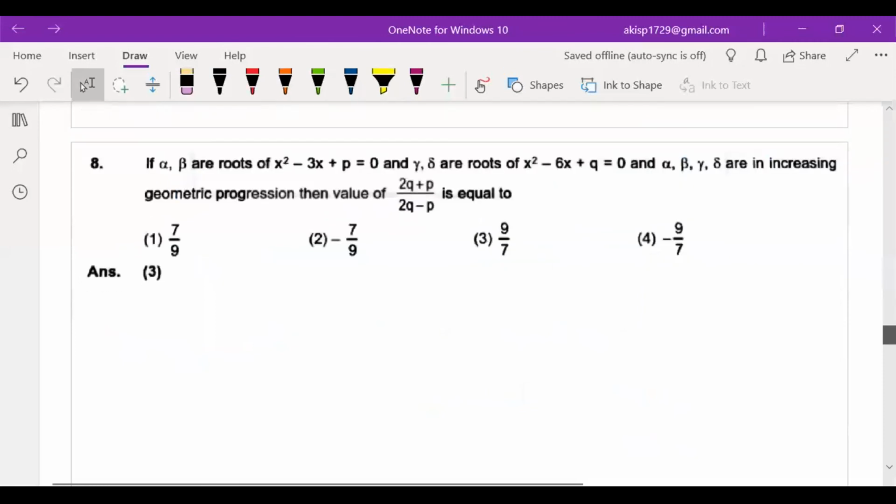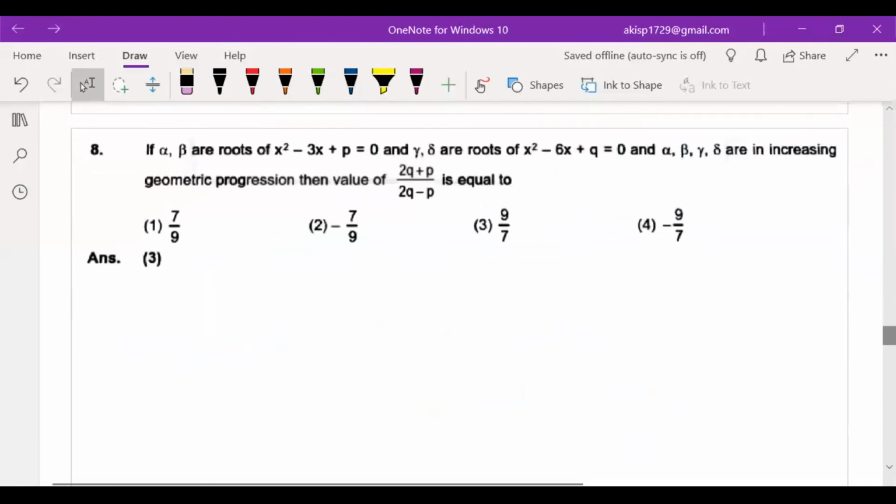Okay, moving on to the next question. It said that alpha and beta are roots of this expression. So what we know is the sum of the roots and the product of the roots. The sum of the roots is known to us: alpha plus beta is 3. And we also know the product of the roots, that is b.